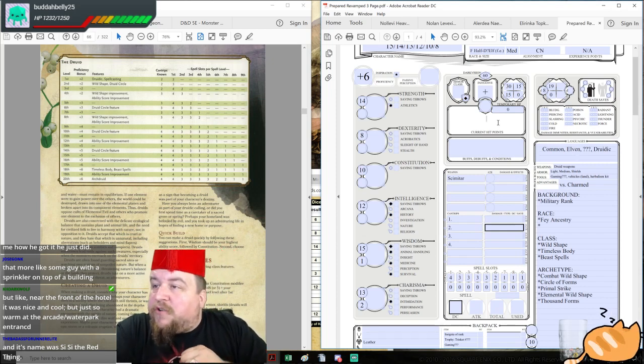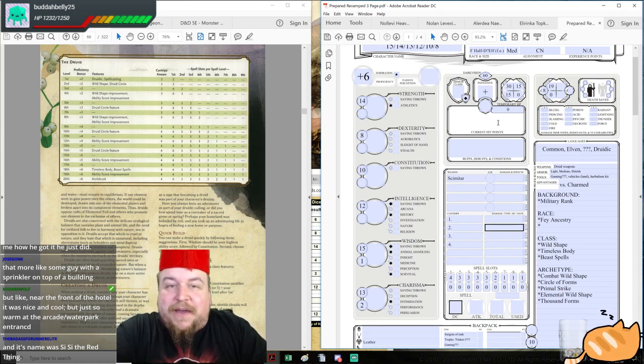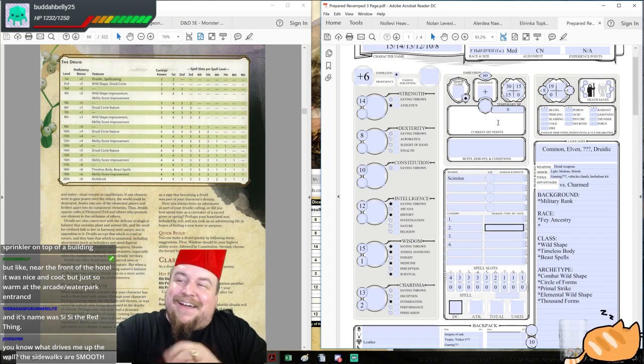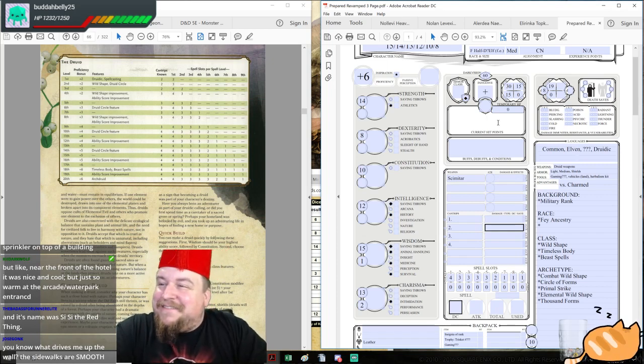Forerunner, he does have a pet drake. Don't ask how he got it. He just did. Maybe the drake is just sort of like, oh, dude, I feel bad for you. Is there anything I can do? Can I be a bro? That's great, Forerunner. Its name was Cece the Red Thing. Oh, that's more like some guy with a sprinkler on top of a building.